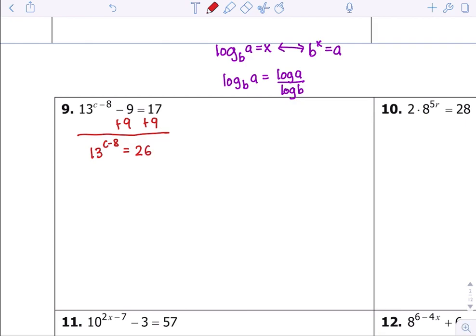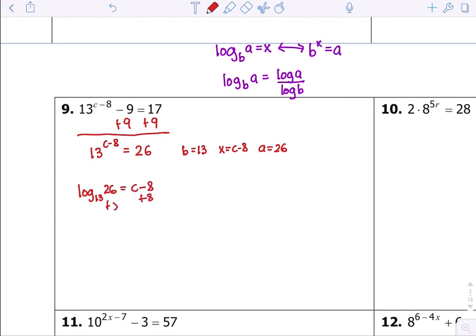So now let's just label our stuff. B is equal to 13. Our x value is equal to c minus 8. And our a value is equal to 26. Plug these into our log to change it into log form. So log base 13 of 26 is equal to c minus 8.